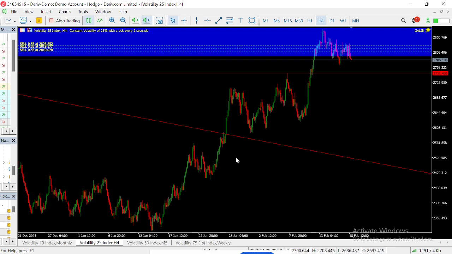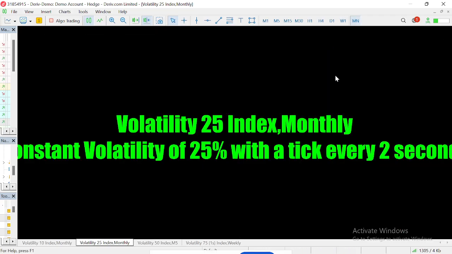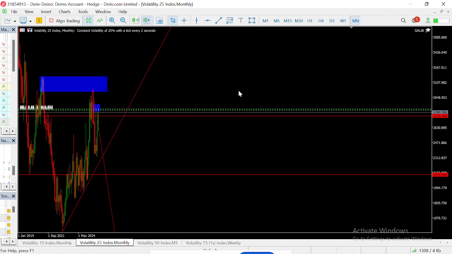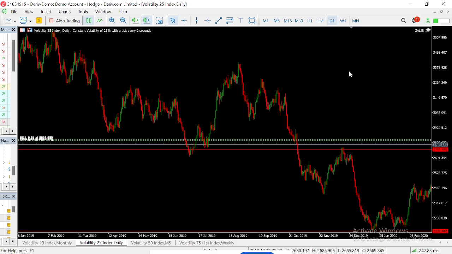For volatility 25, you can see I'm on a sell and I'm holding it. It's in good profit though. But the first thing we want to look at is the weekly time frame and the monthly time frame. For the monthly time frame, we can see that price actually gave us a drop. This particular drop, we can consider as a kind of retracement. If we go to the weekly time frame, we can still consider it as a weekly retracement. Let's see what the daily time frame has.